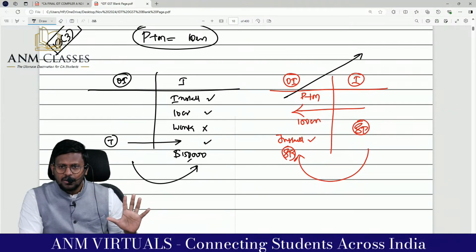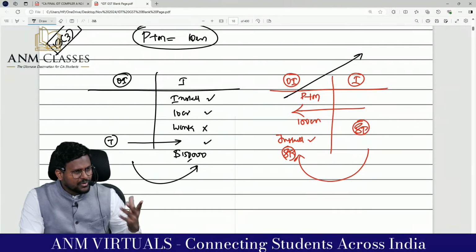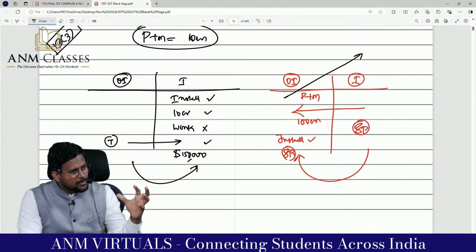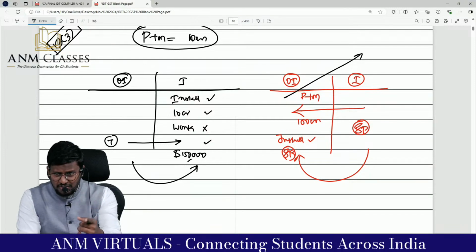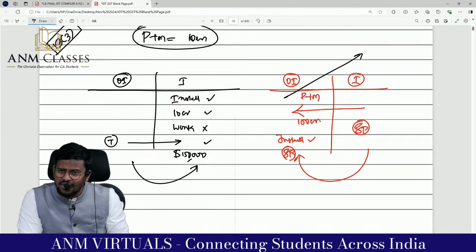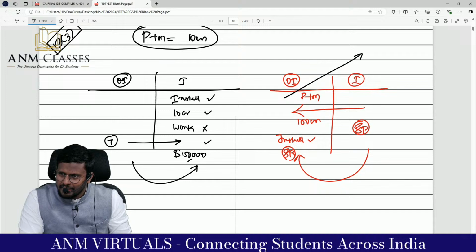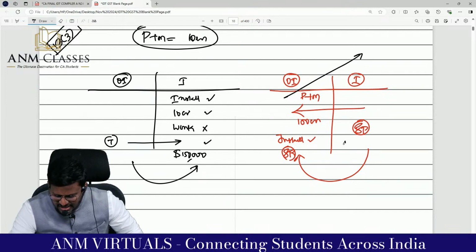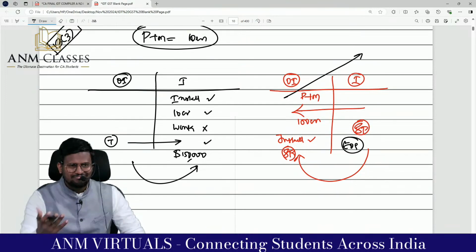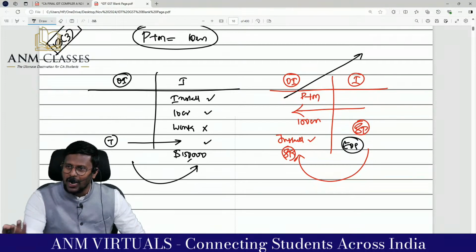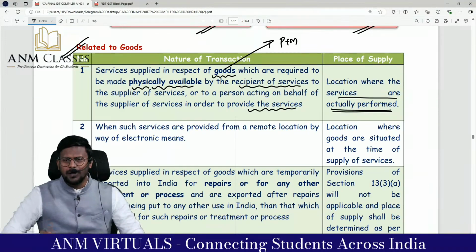என்னது? Service actually எங்க performed? India. அப்ப place of supply எங்க? Place of supply outside India ல வந்தா GST வராது. Yes sir. That means this is what of services? We don't want. Are you clear with the first part?